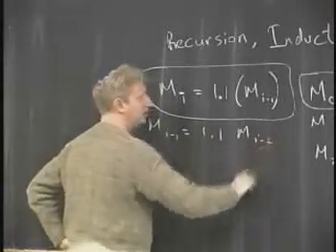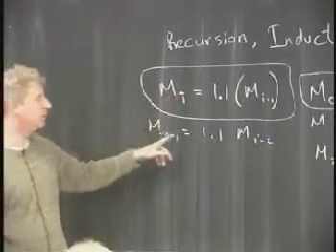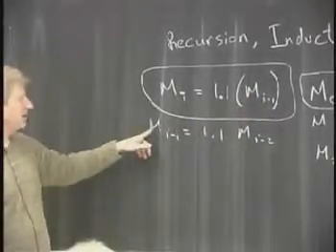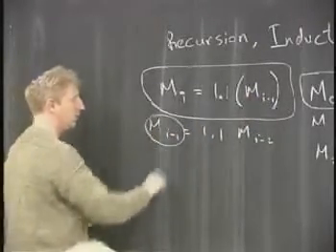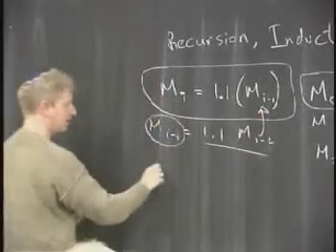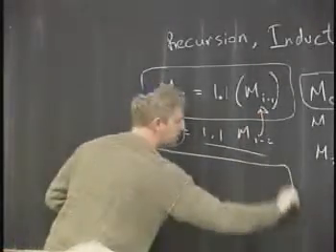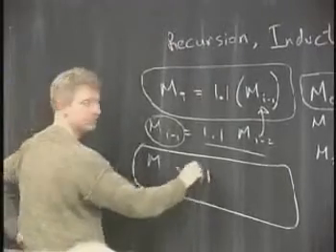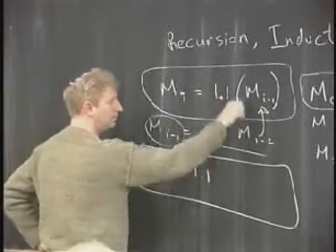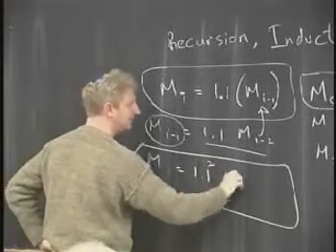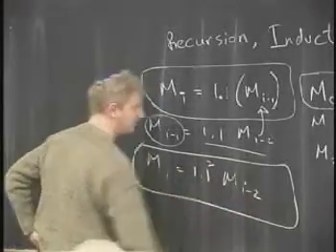1.1 m of i minus 2. In place of i I put i minus 1, so i minus 1 minus 1 is i minus 2. And now I take this. My whole goal was to get rid of this m, and now I put this back here. And here's what I get as my result, which I'll circle. m of i equals 1.1 times 1.1 squared times m of i minus 2.